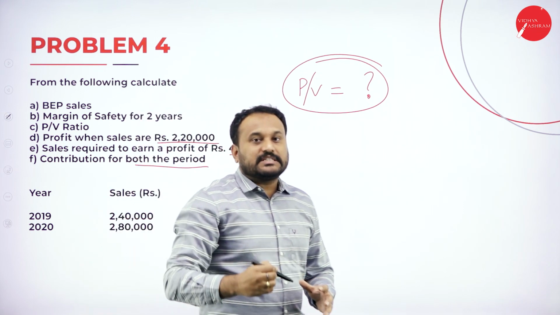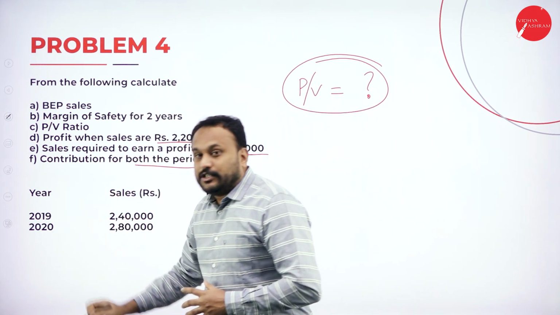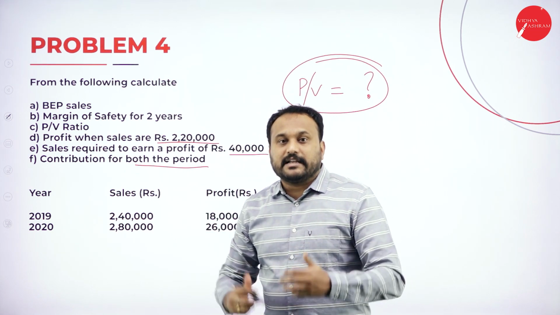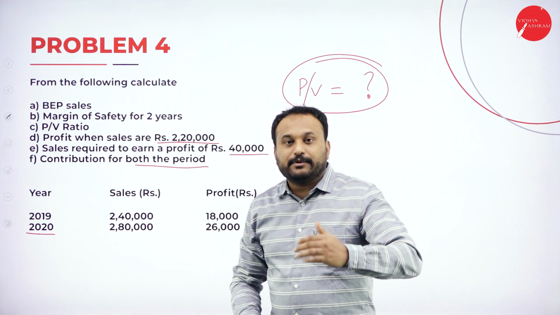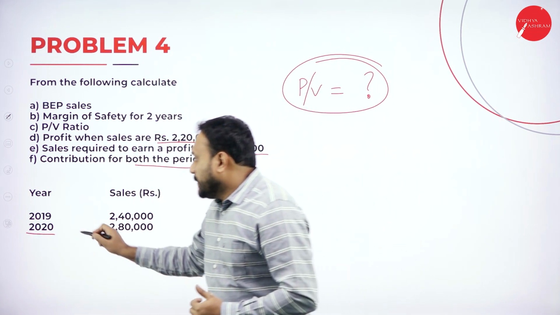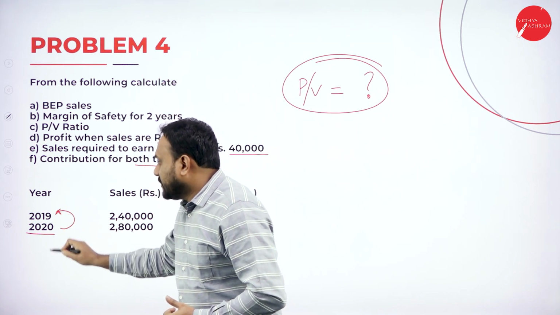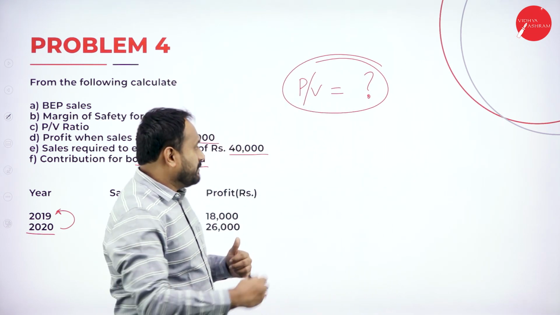When we have 2 year sales and 2 year profit, understand 2019, 2020. So whichever is the fresh, in the sense that will be your current year. So that means this is your current year, and which is the past, that is your previous year. So this is our previous year and this one is our current year. So PV is always like this. Understand how to remember this formula.